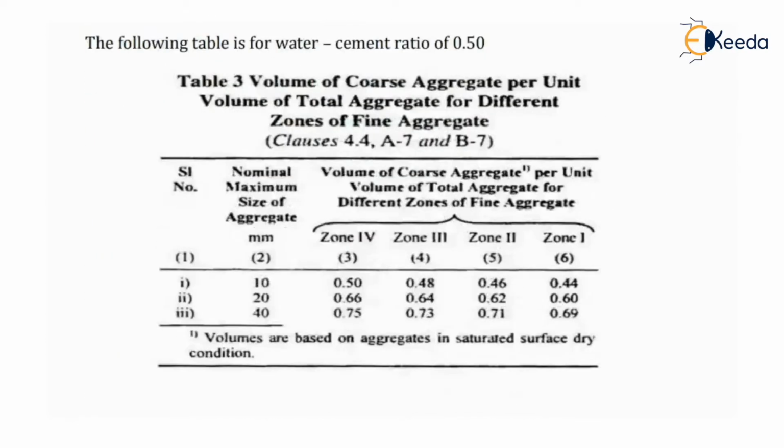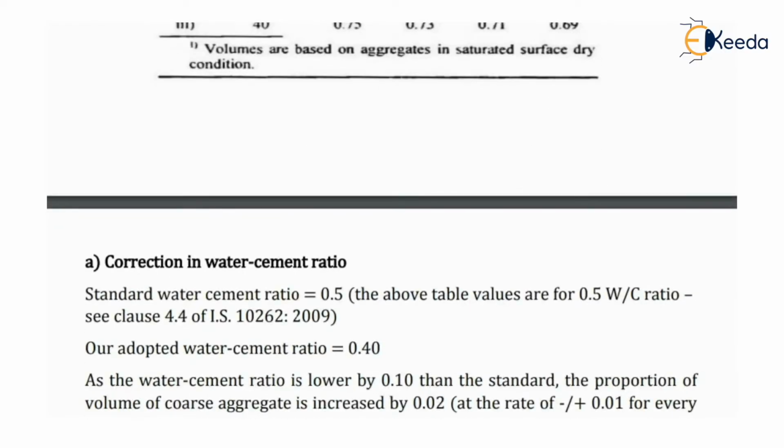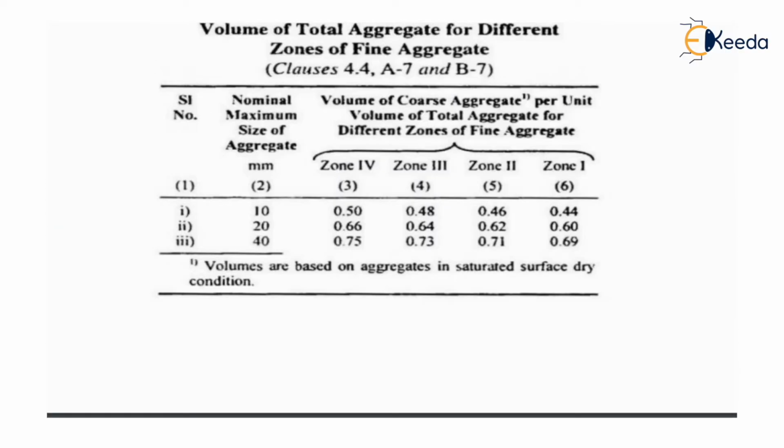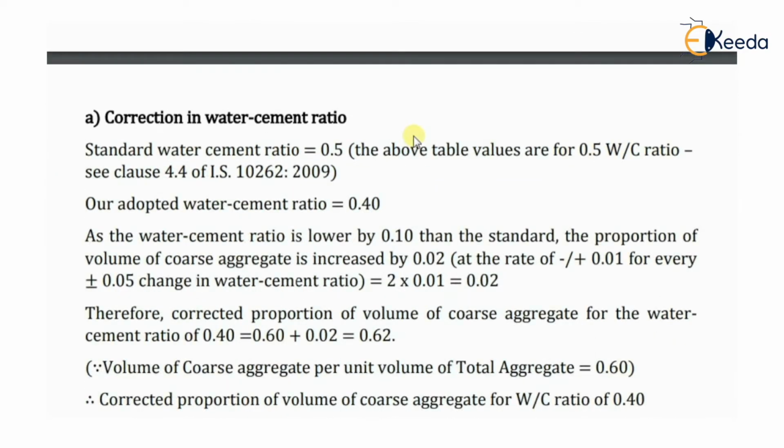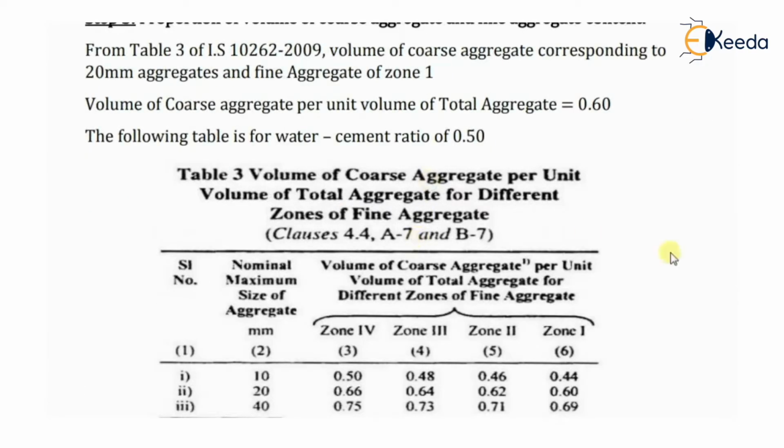For 20 mm aggregate and for zone 1, the value of volume of coarse aggregate per unit volume of total aggregate will be 0.60. So we can take it as 0.60. But this table is for a water cement ratio of 0.50, and we have taken a water cement ratio of 0.40. So we cannot take this value directly, because this table, which is taken from IS 10262, is given for the water cement ratio of 0.50.